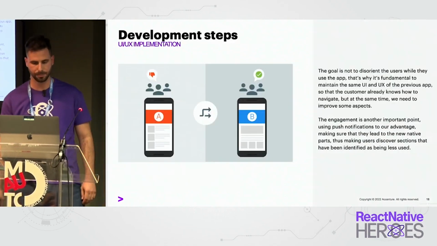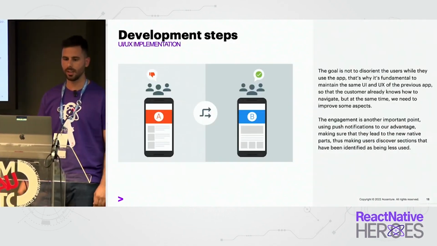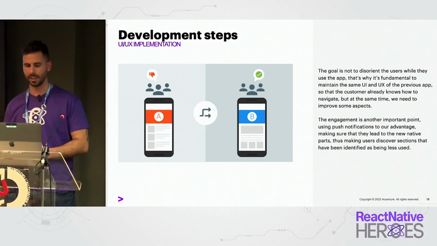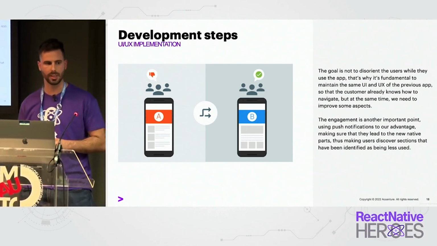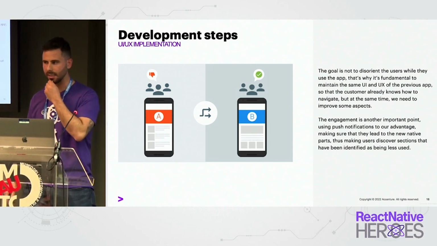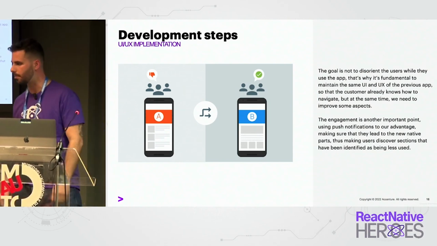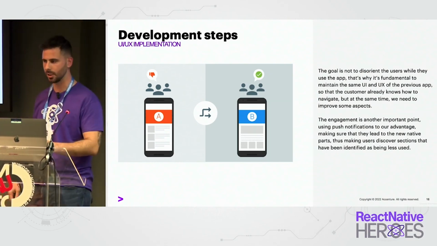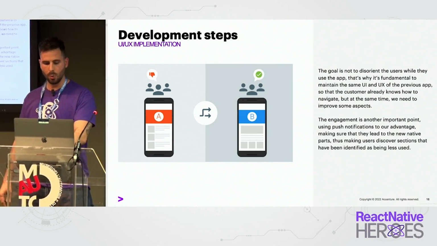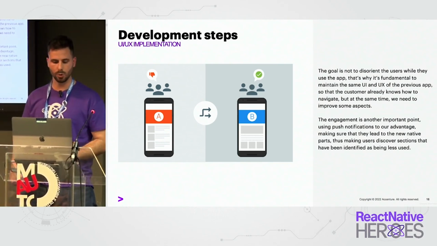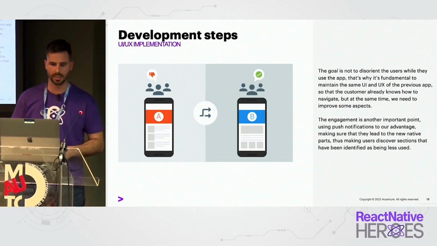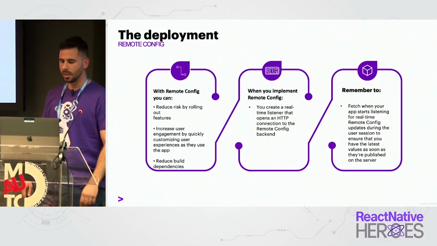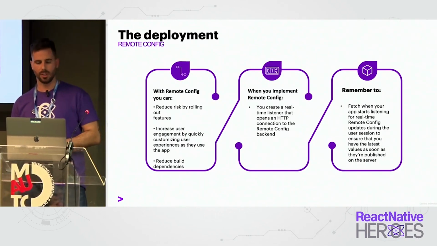Then we have the UX and the UI implementation. This phase is also very important because we need to maintain the same UI, but another important thing to remember to add is related to engagement. With the push notification, we can use it to our advantage because we make sure that they lead to the new section of the app. Then we have the remote config.